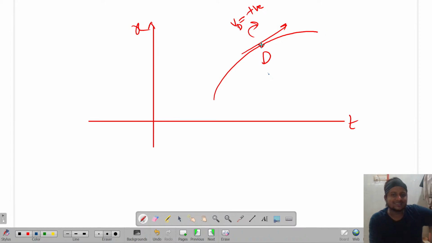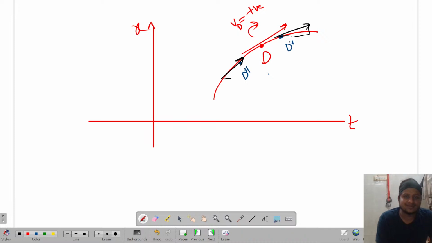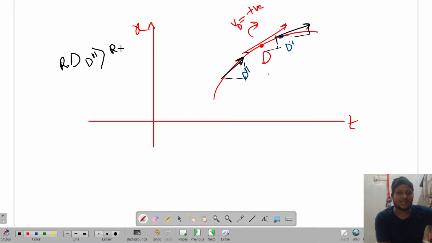But I want to calculate what is the acceleration at point D. So to do that, select 2 more points, one before D, that is D prime, and another one after D, that is D double prime. Again, you draw the tangents at these 2 points. What do you observe? The right angle triangle at D prime, the right angle triangle at D double prime, and the right angle triangle at D.